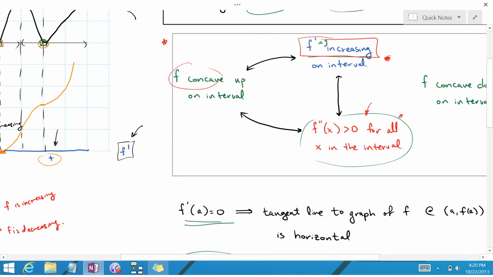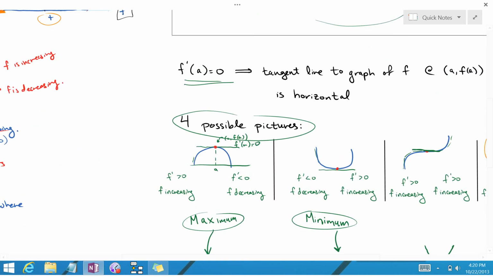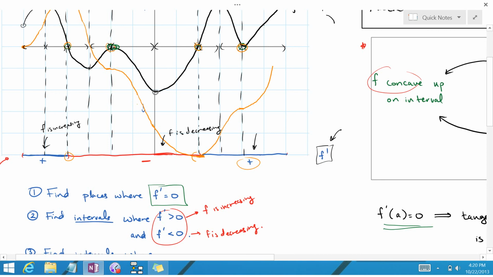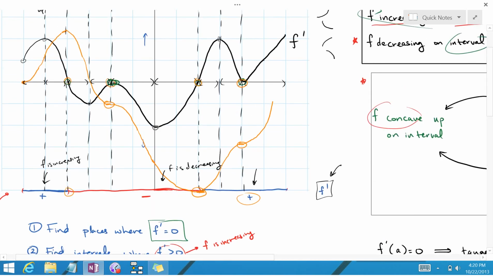So I'm increasing, but I shift to concave up. That's where we just experienced one of these guys, where you're increasing everywhere, but you just have a point of flatness along the way. So here's where I have a point of flatness, here's where I have a point of flatness, here's where I have a point of flatness, and here's where I have a point of flatness. And that's roughly what the sketch of f should look like given the sketch of f prime.